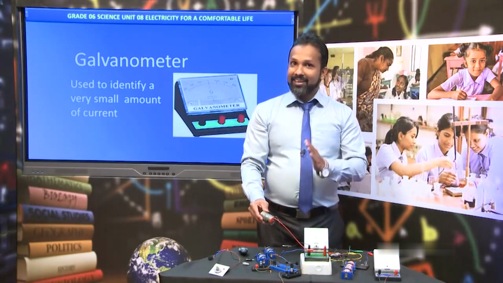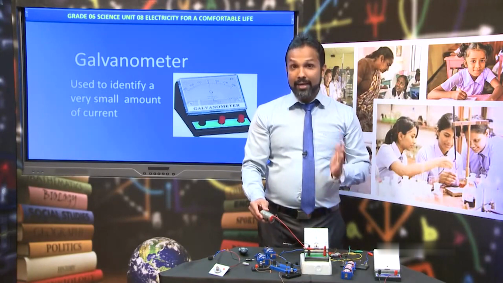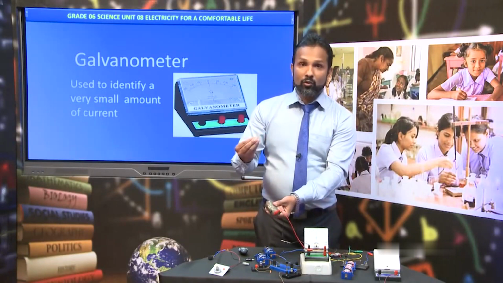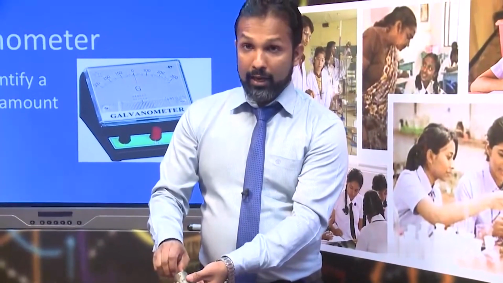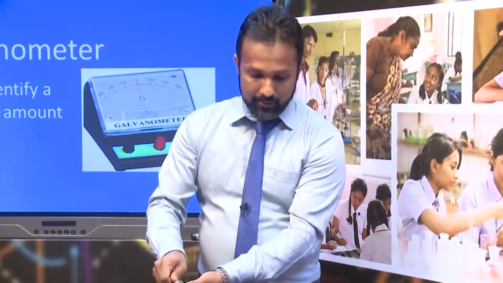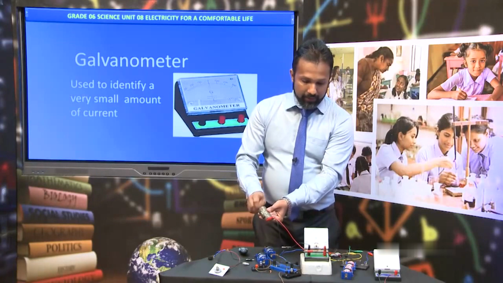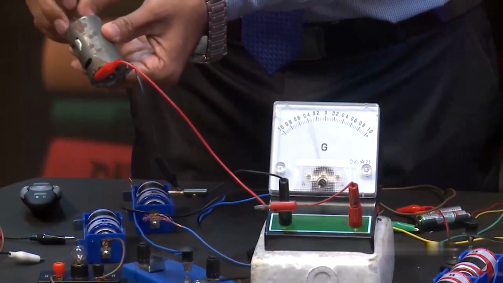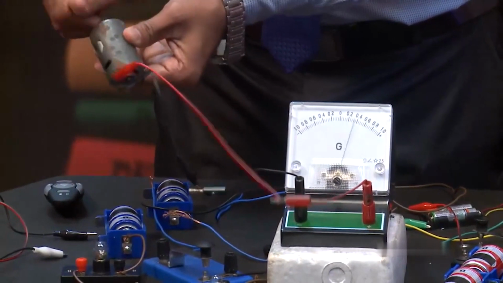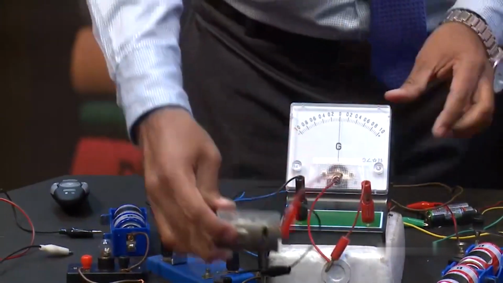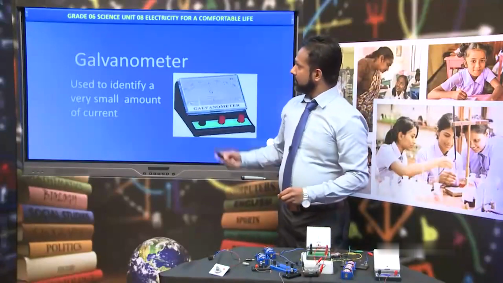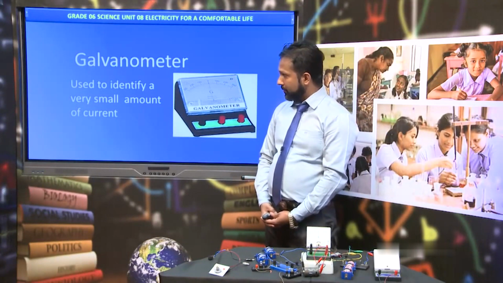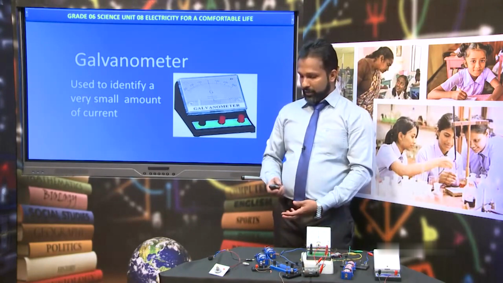Not only that, a galvanometer can be used to identify the direction of flow of current. Now I am going to rotate this wheel in both directions. Now you can see that the deflection of the galvanometer takes place on both sides. That is the directions of flowing of current. Right. I think you can understand the use of the galvanometer. The galvanometer is used to identify a very small amount of current.